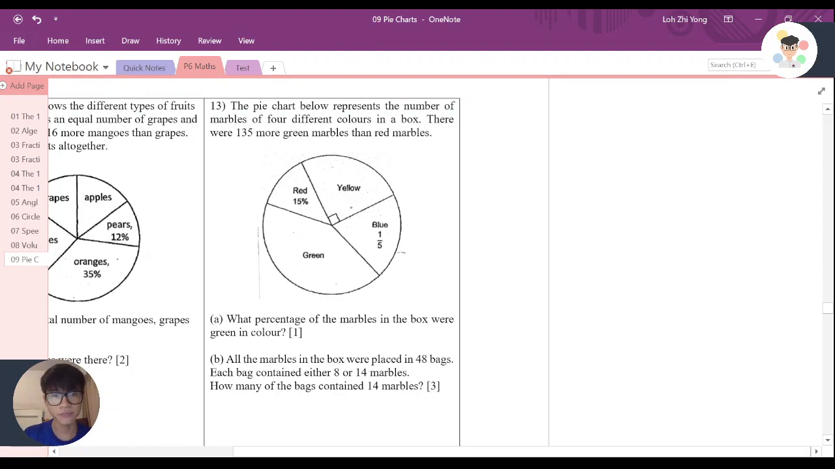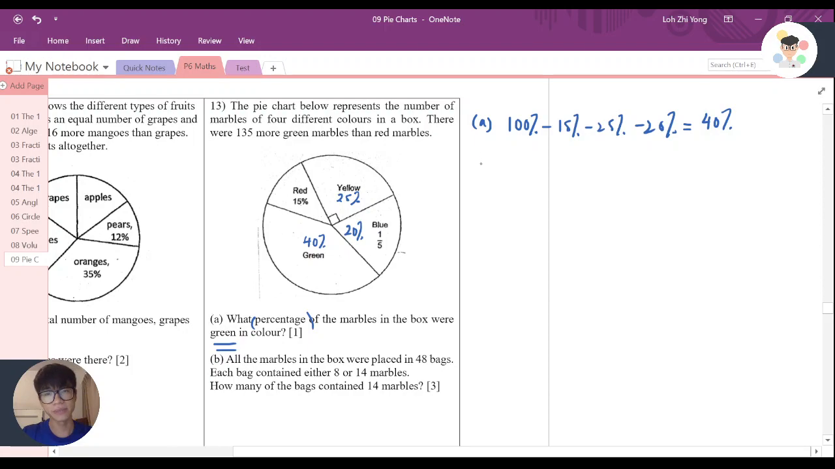Now, let's look at here. I know yellow color actually is 90 degrees. So if 90 degrees is for sure 25%, and blue color is 1/5, and we know 1/5 is actually 20%, correct? Now, to know how many percent are actually green in color, we just need to use 100, because 100% is a total, minus 15%, minus 25%, minus 20%. And the answer is 40%. So we know green color actually consists of 40% of the total marbles.